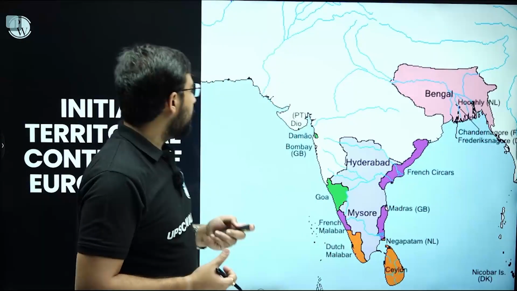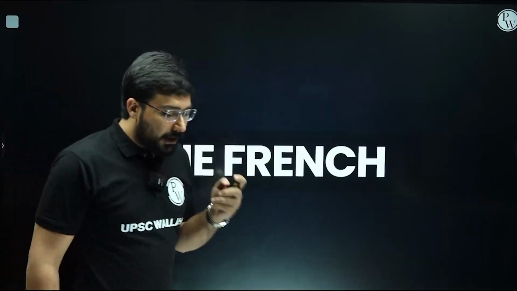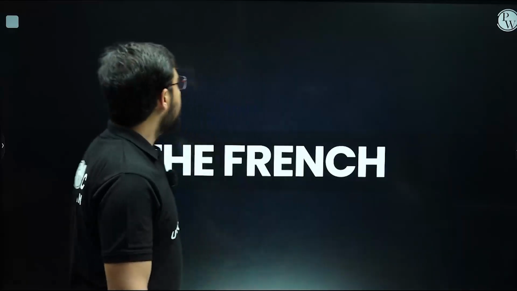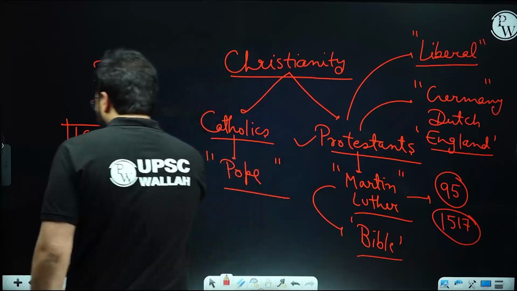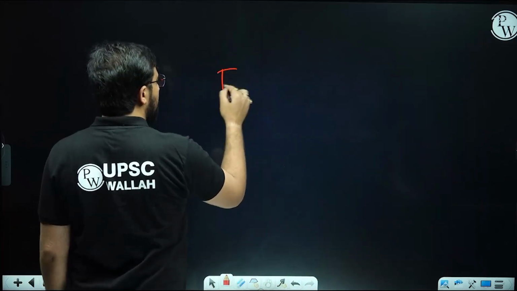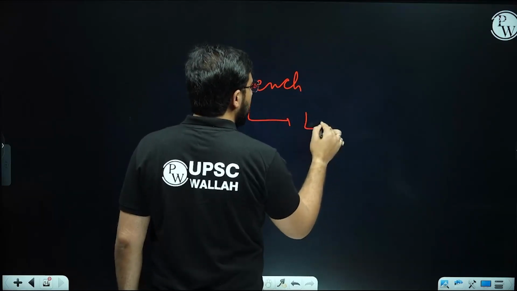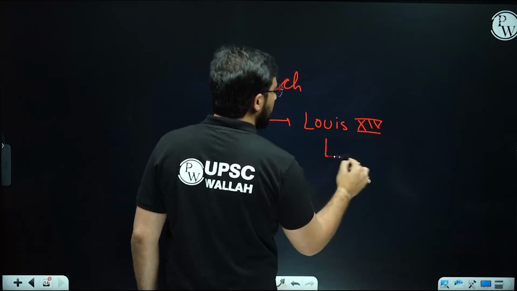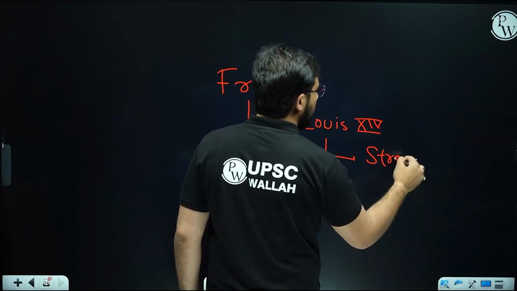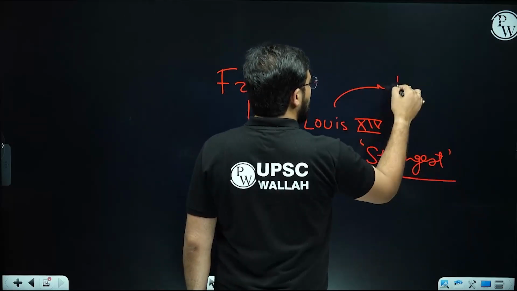The last company that we're going to discuss is the French. The French were the last ones to come to India. At that point of time, they were under the control of King Louis XIV. King Louis XIV was one of the strongest leaders, and he belonged to the Bourbon dynasty.